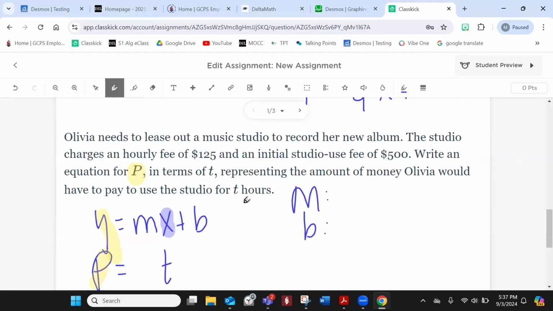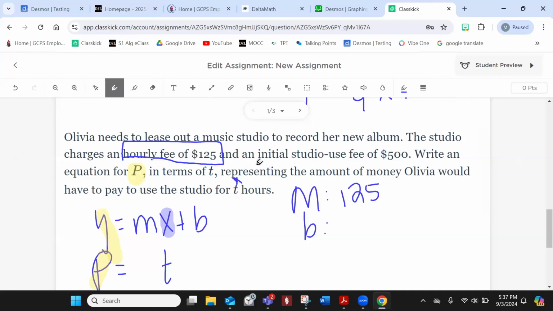So here T is hours, aka X. T is the same thing as X, and it represents hours. If you notice right here, it says hourly fee of $125. So basically your amount can change based on how many hours you spend in the studio. That means 125 has to be my slope. That's how we're changing over time.